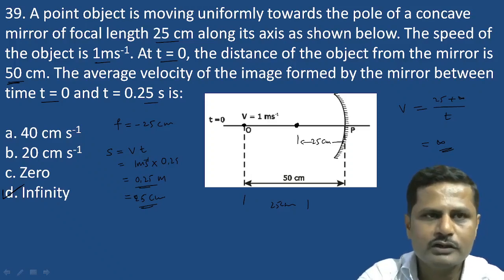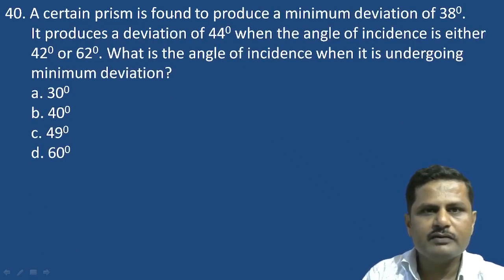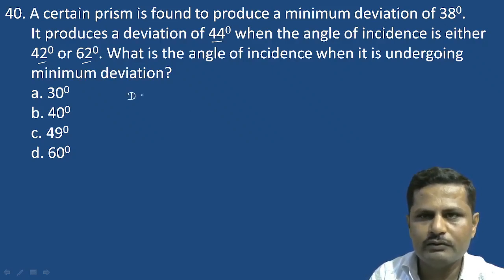Okay, moving to the next question, that is, a certain prism is found to produce a minimum deviation of 38 degree. It produces a deviation of 44 degree when the angle of incidence is either 42 degree or 62 degree. What is the angle of incidence when it is undergoing minimum deviation? Here the angle of minimum deviation, that is capital D, equals 38 degree.